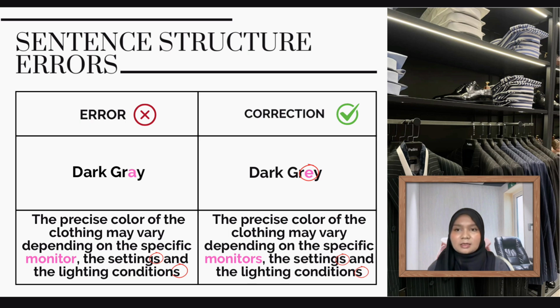Last but not least, the last example for this category is "the precise color of clothing may vary depending on the specific monitor, the settings, and the lighting conditions." I will be focusing on the monitor here. As we look at the words beside it, that is the settings and lighting conditions, both "settings" and "conditions" have an S, so it matters for parallelism. To make sure it is parallel, we should add S to "monitor," so it is aligned to the settings and the lighting conditions itself.